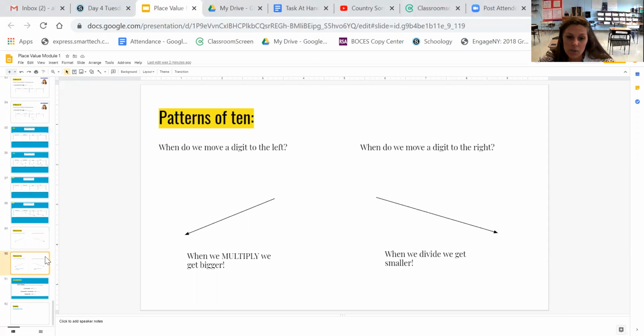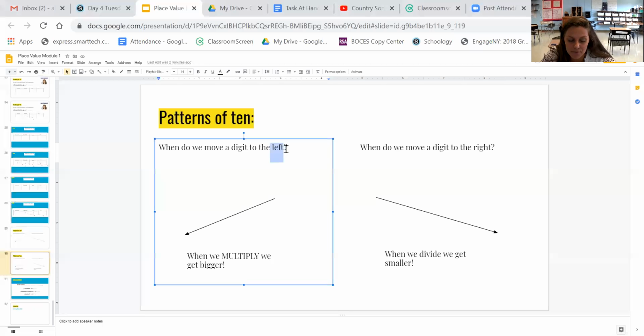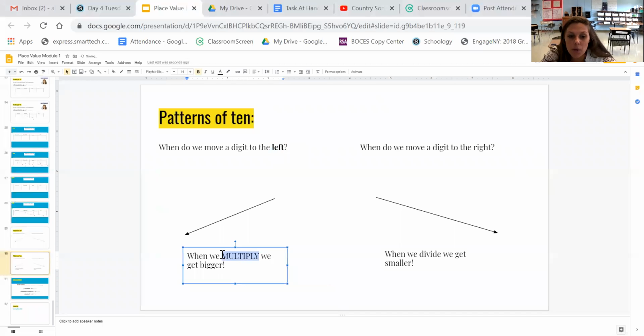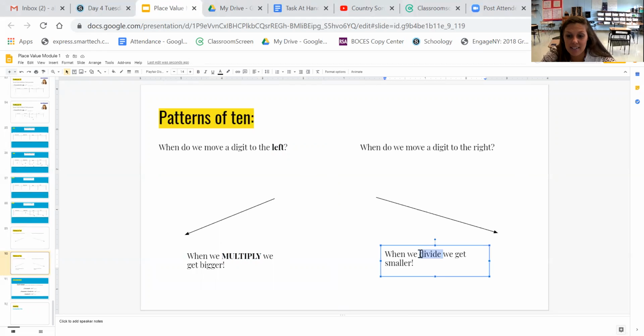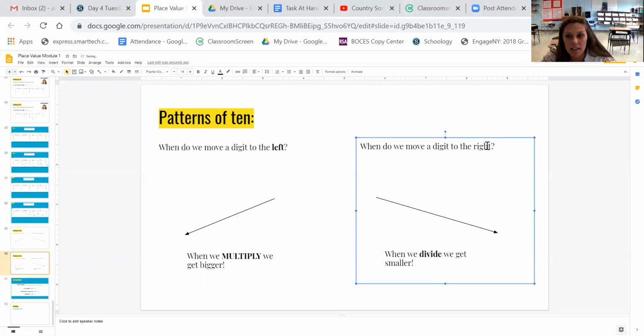Hopefully, you and your class talked about when we multiply, we get bigger, and we're moving to the left. When we multiply, numbers are getting larger. And when we divide, numbers are getting smaller. And when we're dividing, getting smaller on the place value chart means going to the right. So that's what I hope you grasp from today. 10 times more, moving to the left. 10 times less, moving to the right.